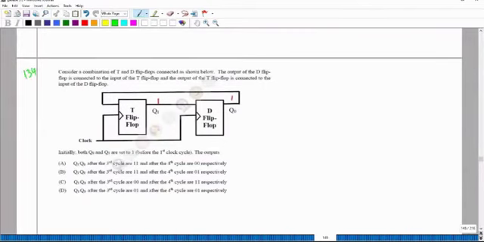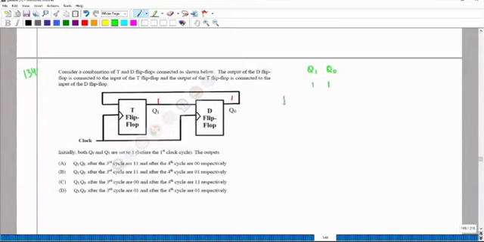It's 134. So they are given a T flip-flop connected to a D flip-flop and both are initially set to 1. What is Q1 after the third clock cycle, 1 1, and after the fourth cycle, 0 0? So initially Q1 and Q0 are 1 1.